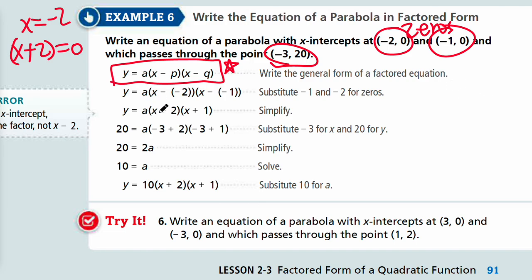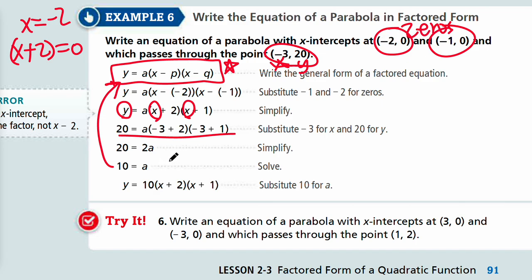Anyway, we're going to figure out a by plugging in the values for x and y. When x is -3, you plug in -3 for the x values and 20 for y, and then you have just a left over to figure out. Solving, you will find that a is 10. Now you substitute this a back into the general form, where we already know p and q, and we just figured out a.